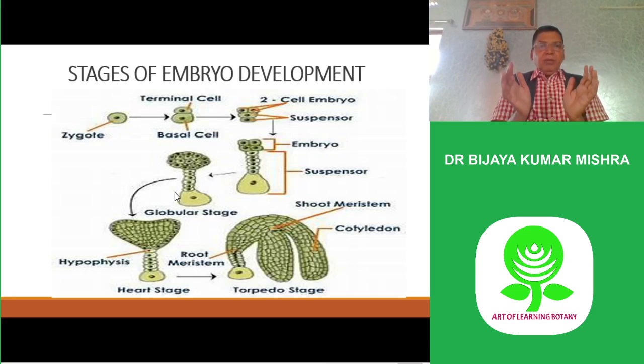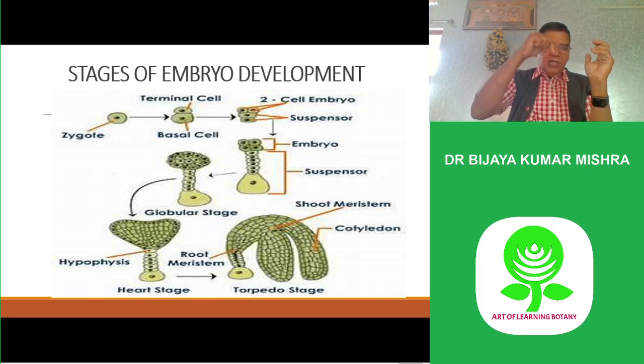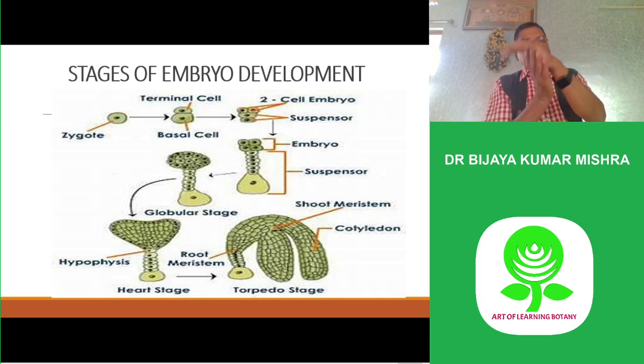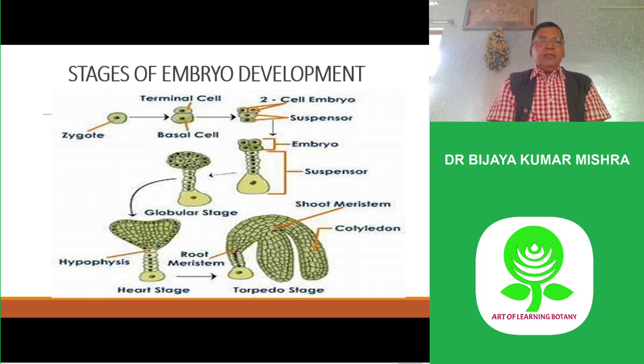Now the cotyledons develop very fast, and the plumule remains a little depressed, so it becomes a heart-shaped structure. Then, due to elongation of the suspensor and the growth of the cotyledons, to adjust them inside the seed it becomes curved.